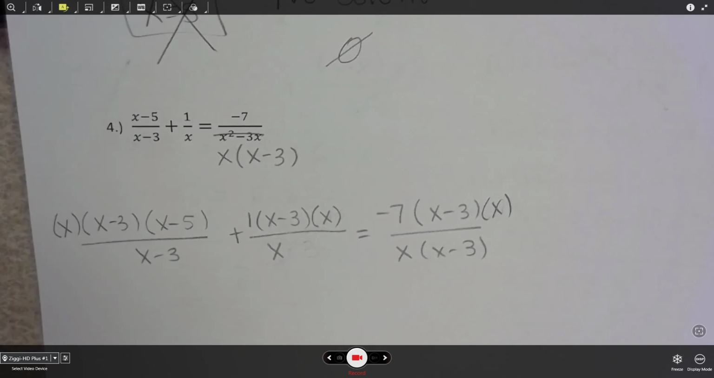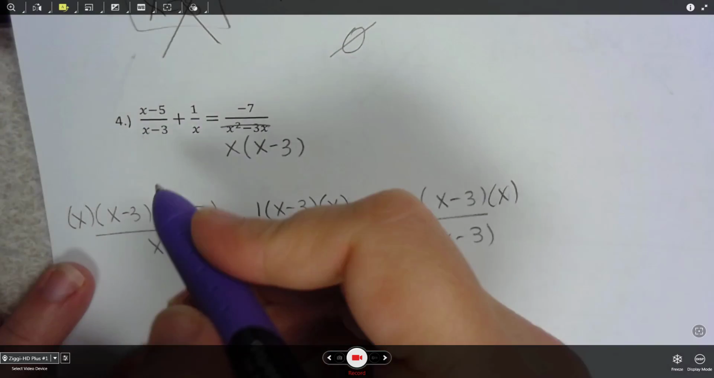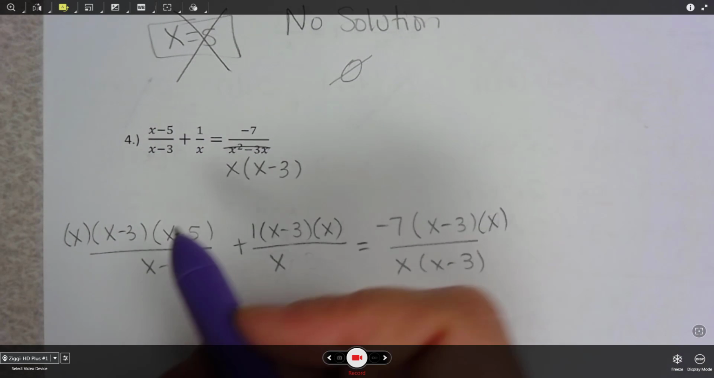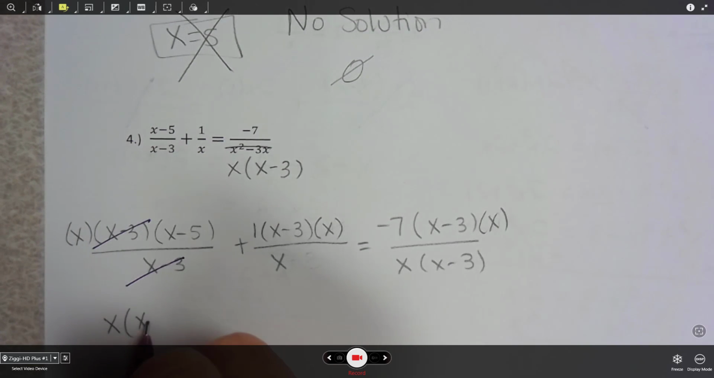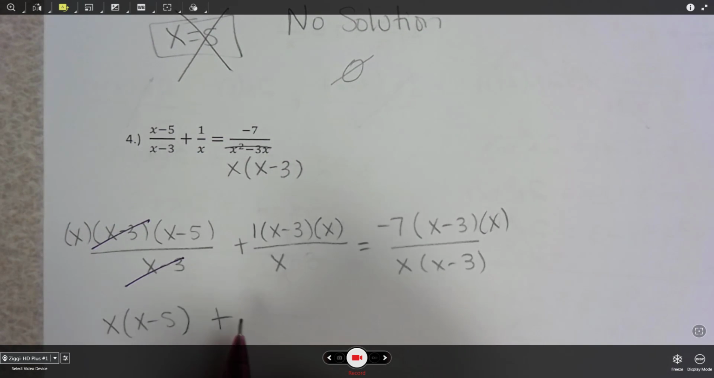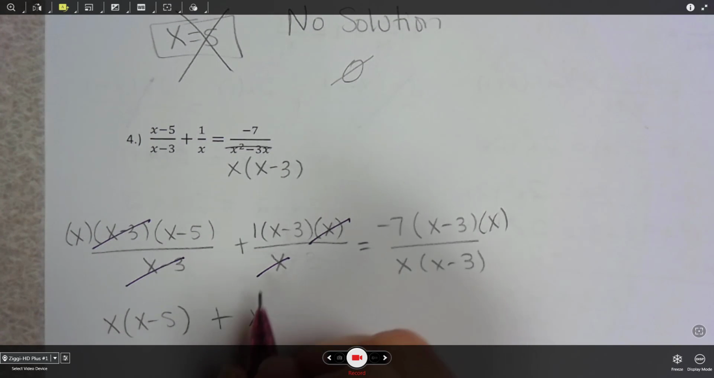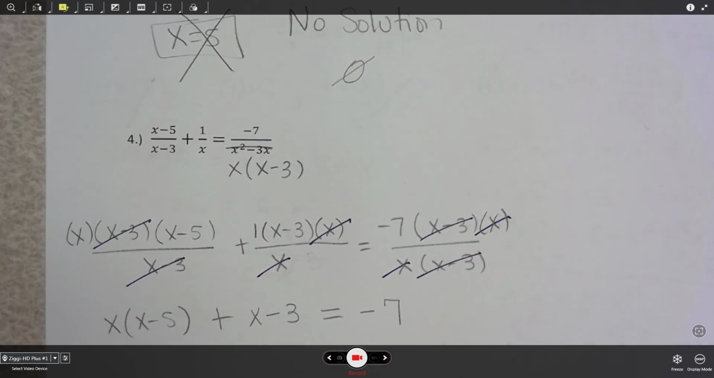All right, now that I have it all written out, I'm going to go through and actually do the multiplication. So on the first fraction, the x minus 3's will divide out, and I'll be left with x times x minus 5 plus, and on the second fraction, the x's are going to cancel out, and I'll be left with 1 times x minus 3, which is just x minus 3. And on this last one here, the x's are going to divide out, and the x minus 3's divide out, leaving me negative 7.